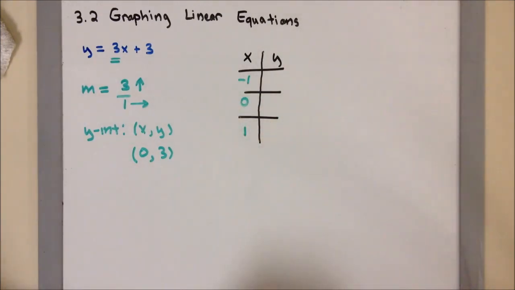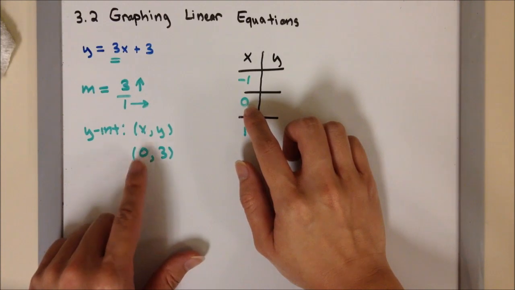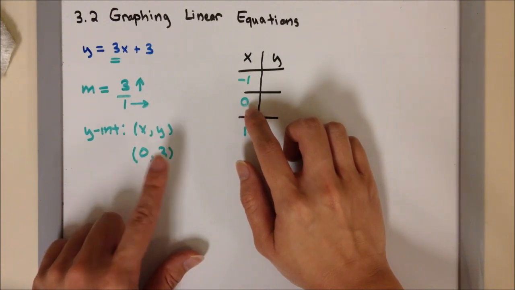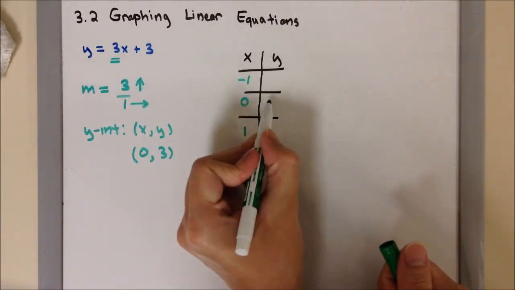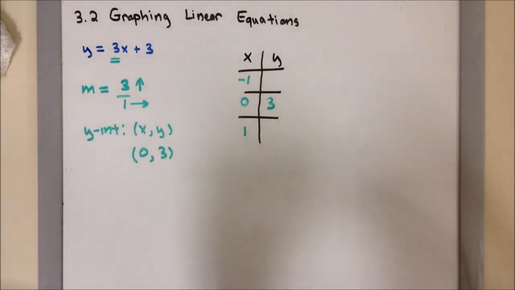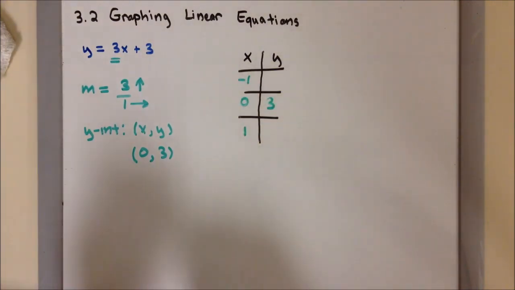Now I don't have to do anything with the 0 because we already have a coordinate point where x is 0 and the y value is 3. So I'm going to write 3 here. What I'm actually going to do is use -1 and 1. So I'm going to work out both of them.